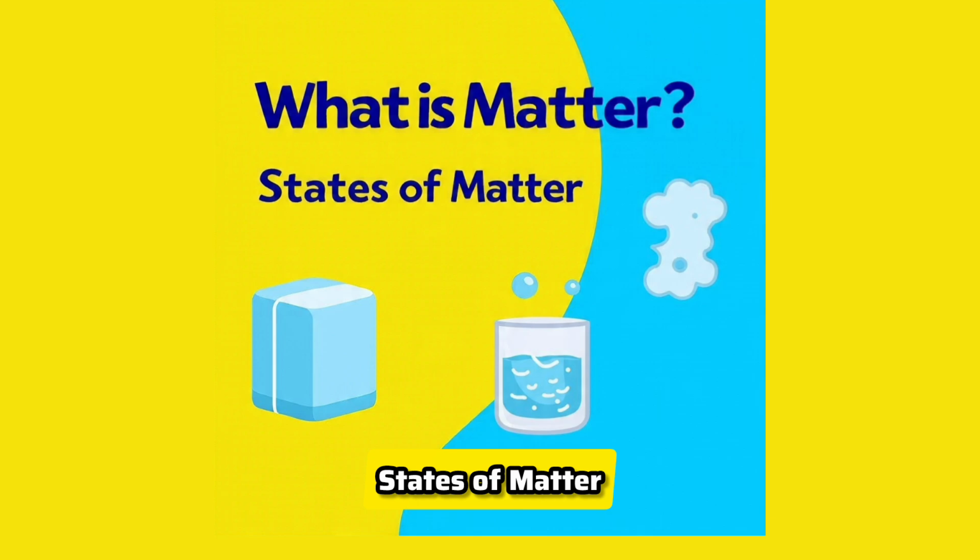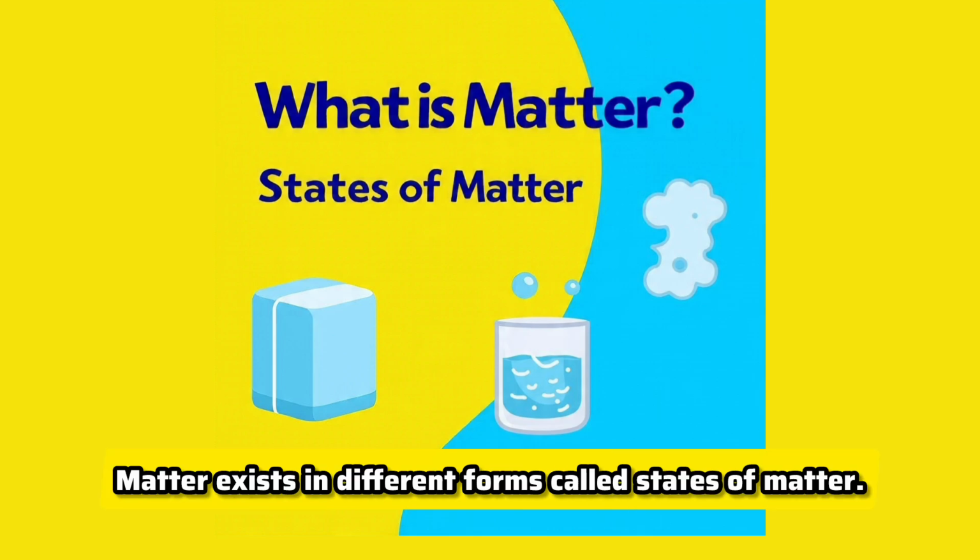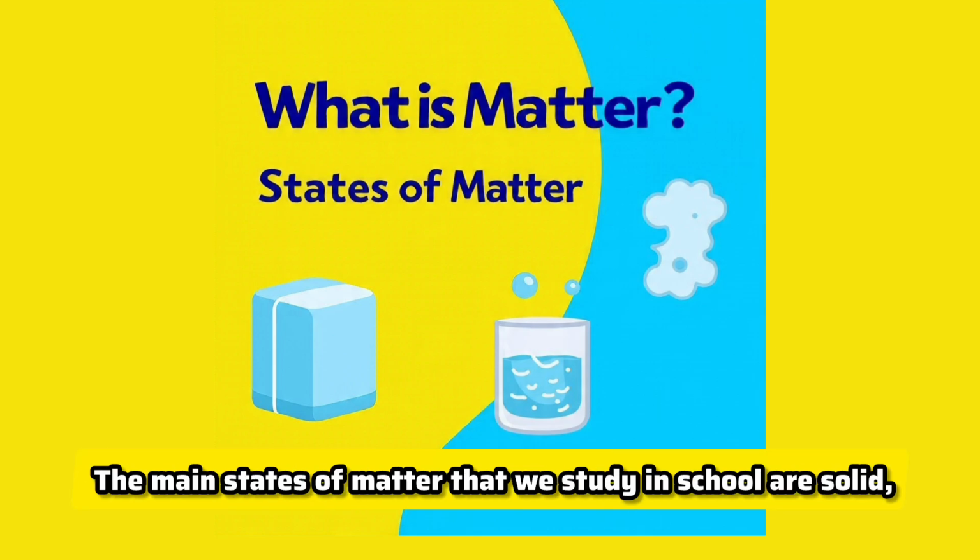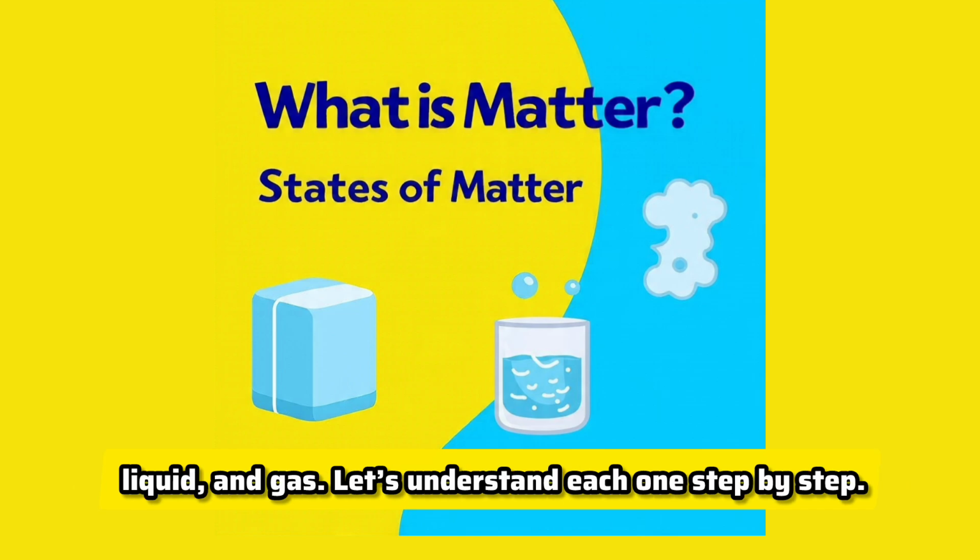States of matter. Matter exists in different forms called states of matter. The main states of matter that we study in school are solid, liquid, and gas. Let's understand each one step by step.